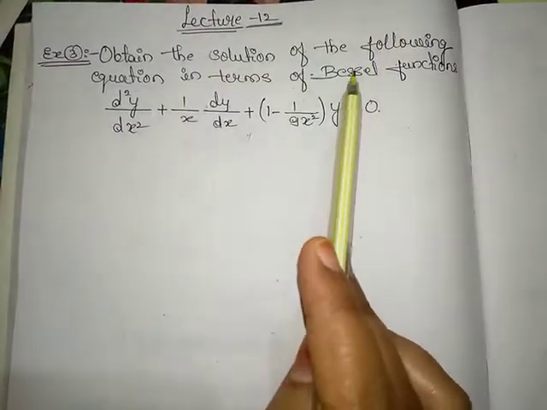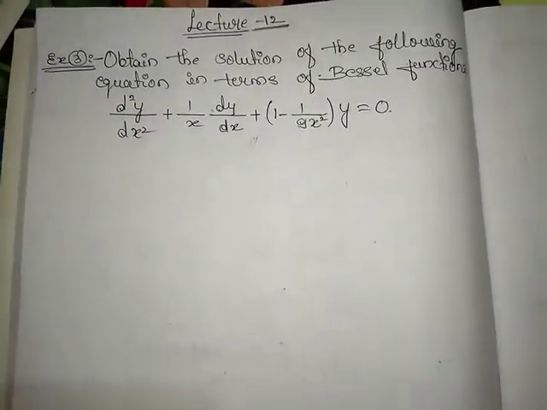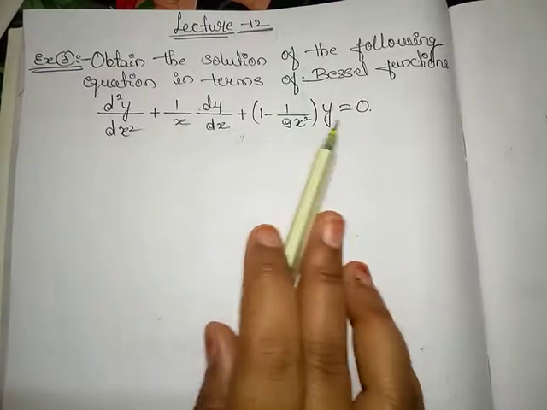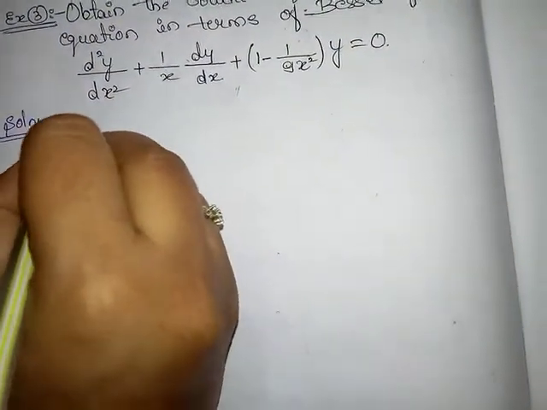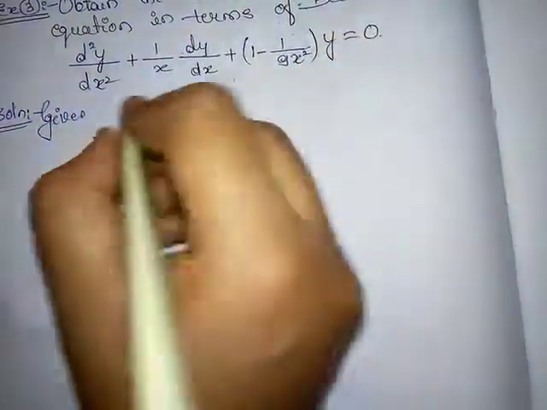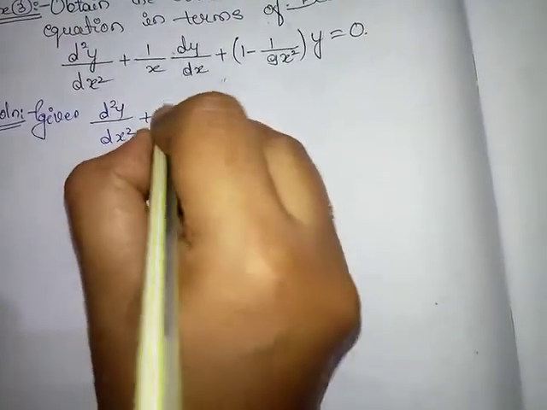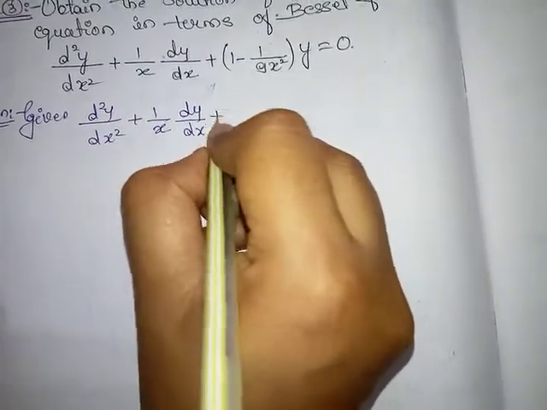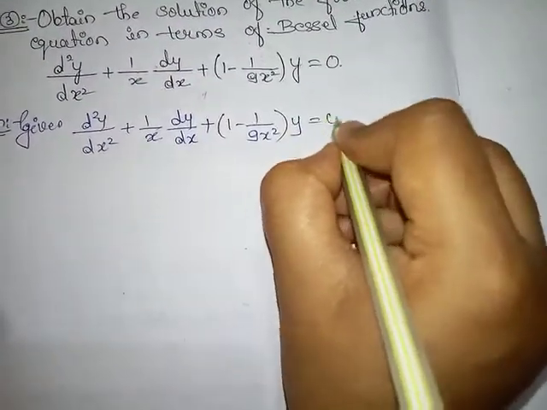I have given one theory, that is, equations reducible to Bessel equation and function. We have to use that concept here, or we have to reduce this to Bessel equation and find the solution. The given equation is d square y by dx square plus 1 by x into dy by dx plus 1 minus 1 divided by 9x square into y is equal to 0.